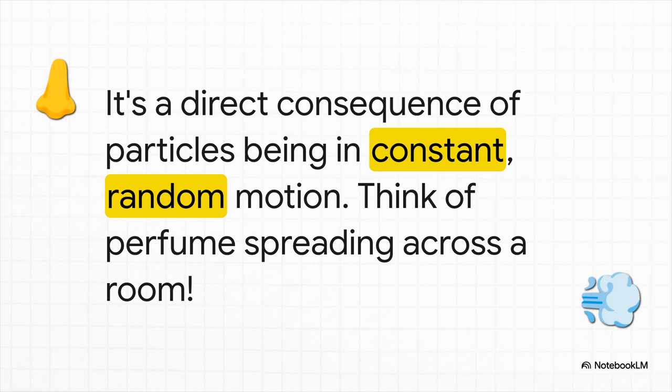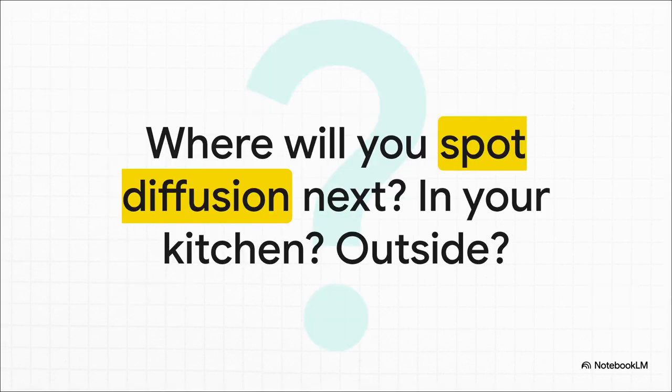They just can't help but bump and jostle their way around until they're spread out evenly. Think about it. If someone sprays perfume in one corner of a room, a few moments later you can smell it clear across the room. That's not magic, my friends. That is diffusion in action. And that's a wrap. From how particles are arranged to how they change state and spread out. So my final question to you is, now that you know all this, where are you going to see it in action next? Maybe when you drop a tea bag in hot water, or when you can smell dinner cooking from another room. The proof is literally all around you.